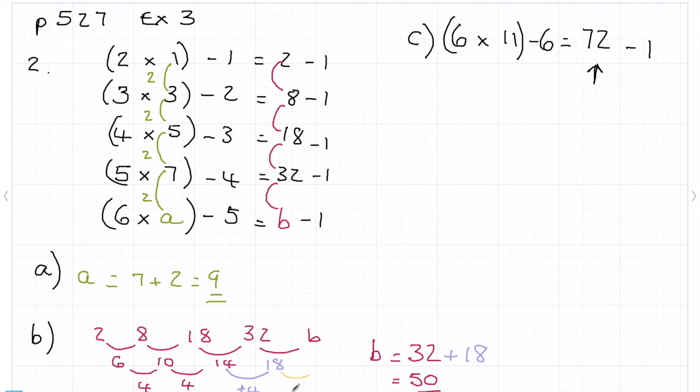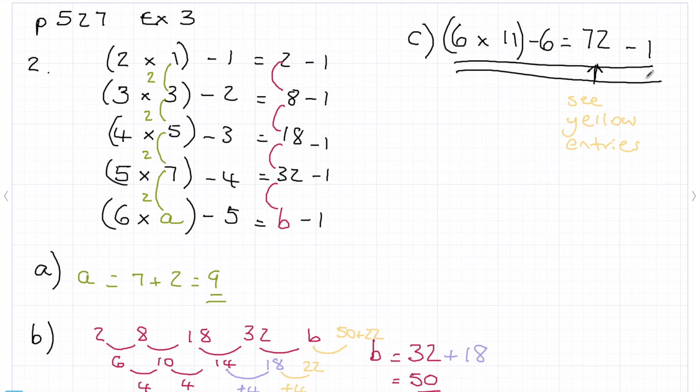So for part C, you have to give the next line in the pattern. So that should have been 7 times 11 at the beginning there. Apologies for that. Minus 6. The 72 comes from my yellow values. I'm adding 4 to the 18, and the 22 to 50 gives me the 72. Yeah, so just to repeat, that 6 at the beginning of that line should be a 7. Okay, thank you.